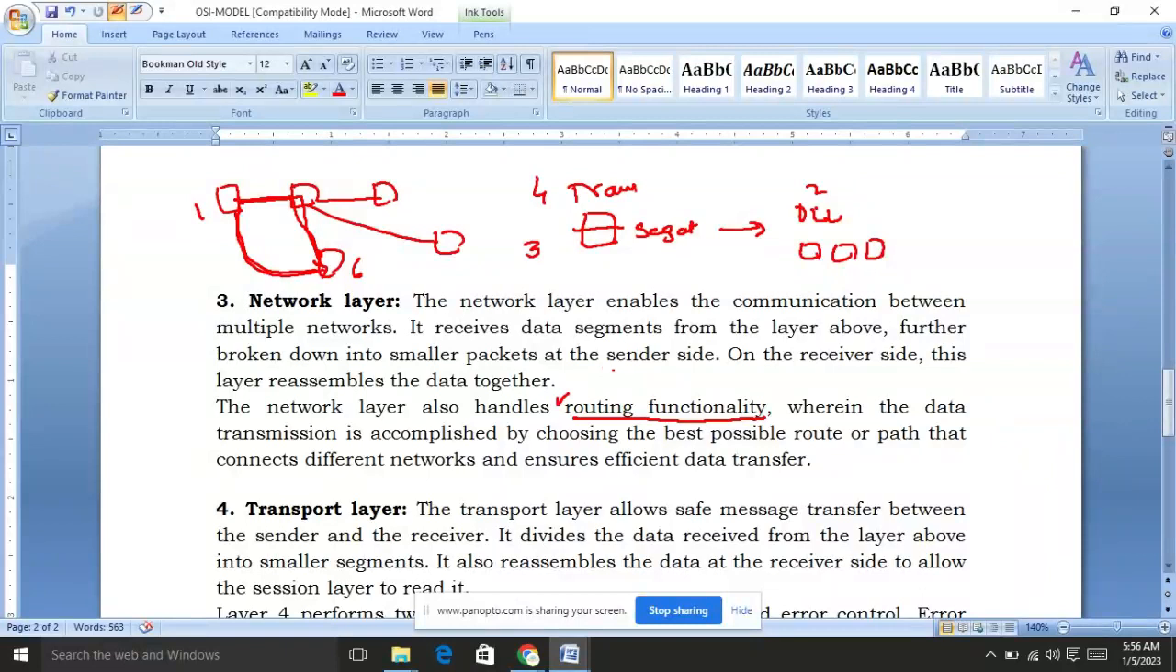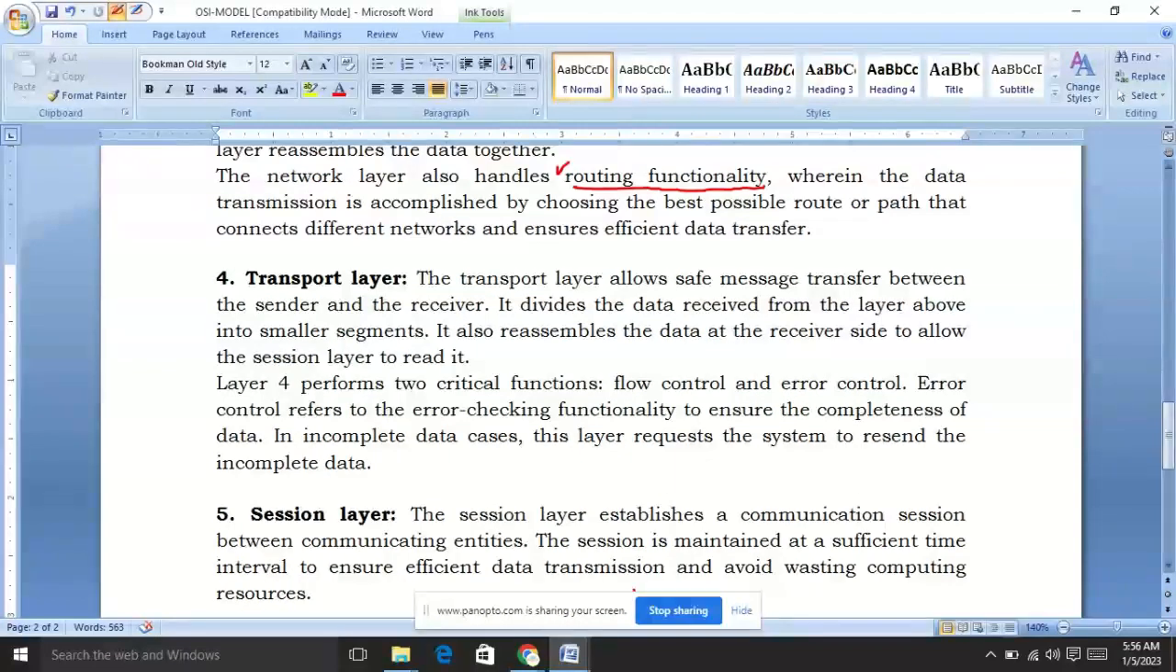Right, the next one is the transport layer. The transport layer, small segment.